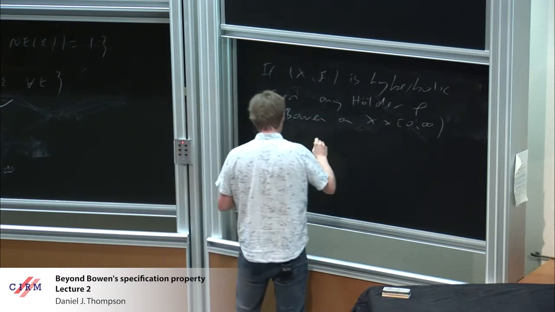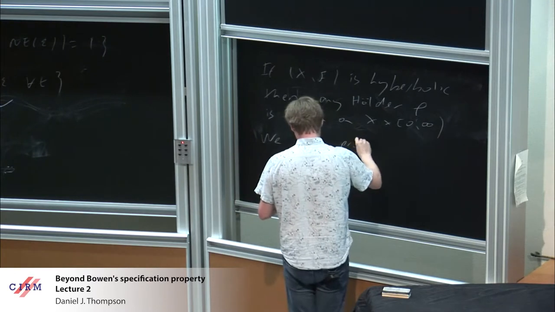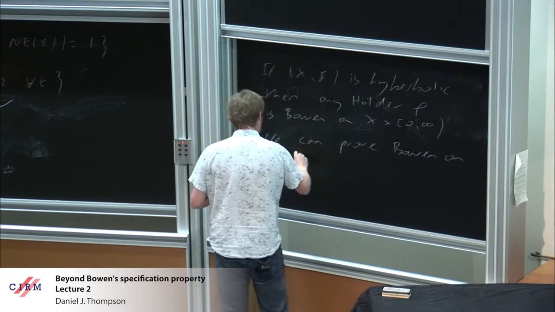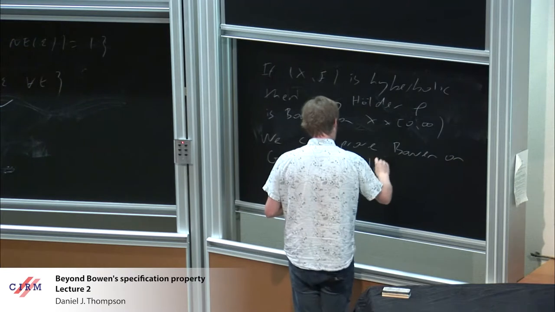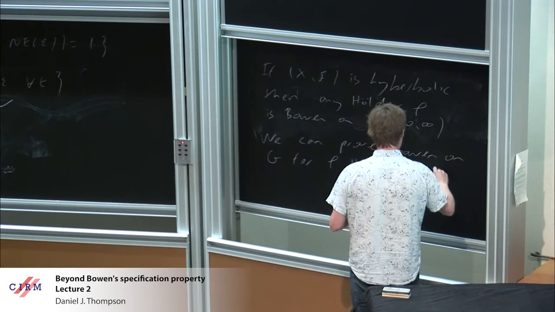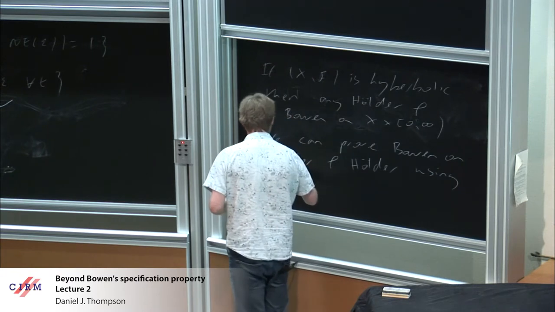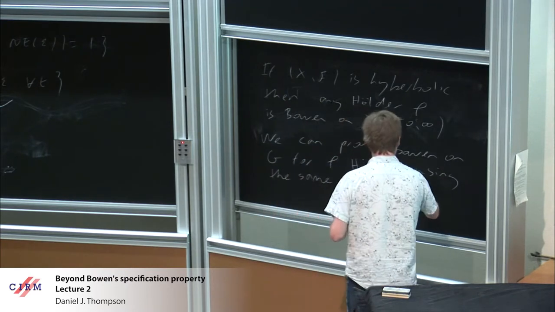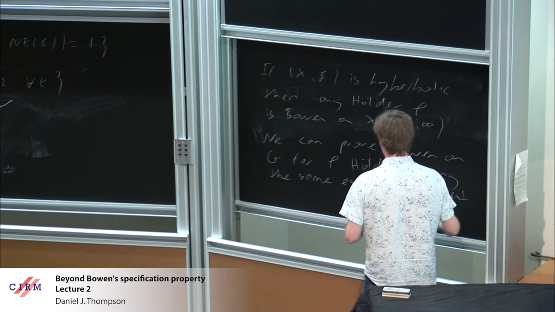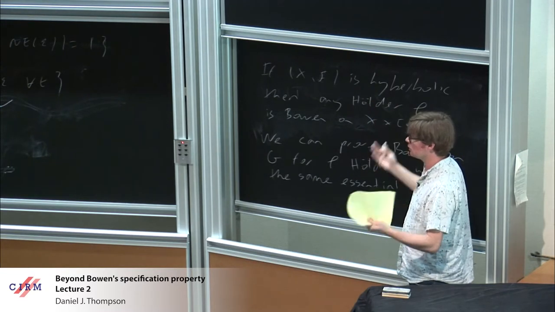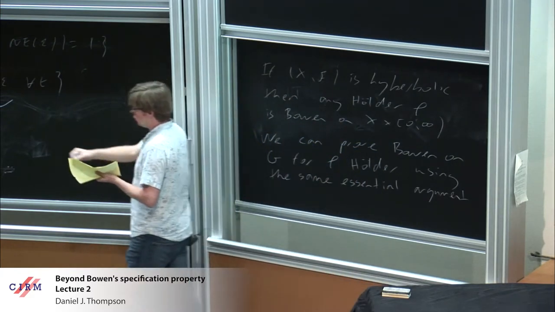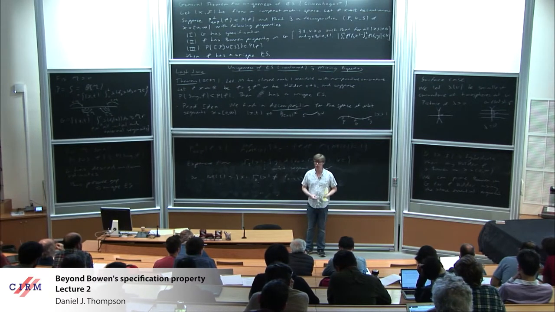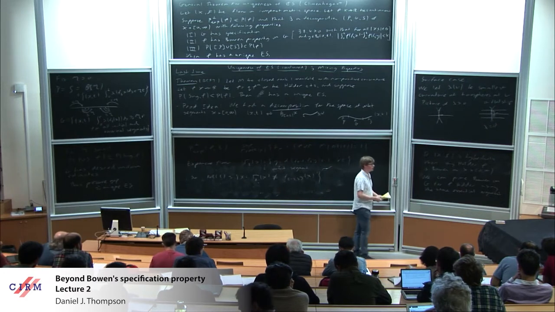How does this go for us? Well, we can prove Bowen on G for Hölder functions using the same essential argument. So that is not too difficult. I deleted something that I didn't mean to delete. And why? Well, on G, we have these exponential distance contraction estimates, and we can do just the same stuff along G. Distances are contracting exponentially.